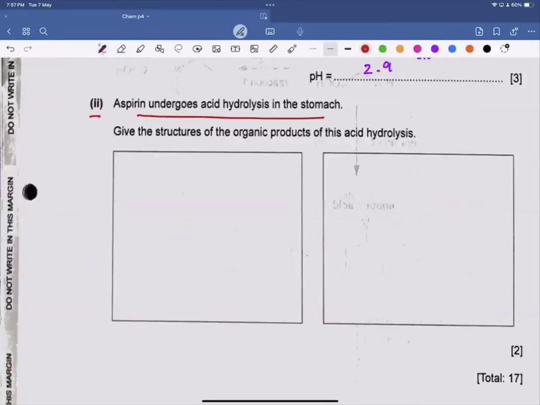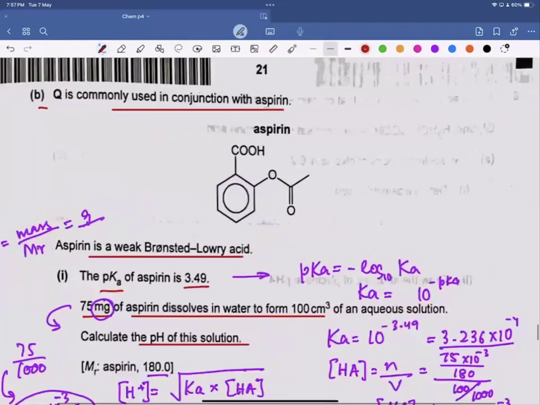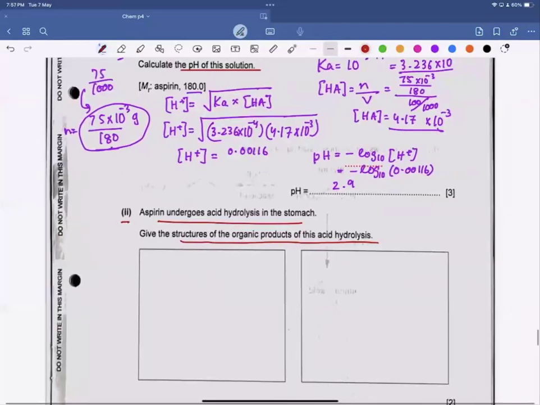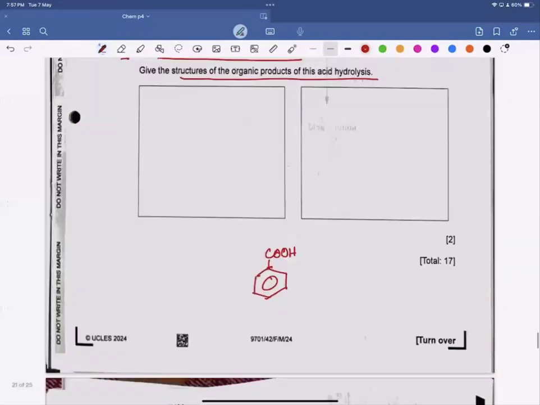Aspirin undergoes acid hydrolysis in the stomach. Give the structure of the organic products of the acidic hydrolysis. Okay. So let's have a look at the structure of aspirin first. See, it's over here. Let me draw it over here. If you see, aspirin has one benzene ring. On the benzene ring, there is one carboxylic acid. And on the second carbon, there is an ester, right?